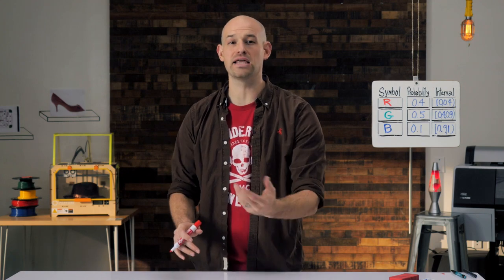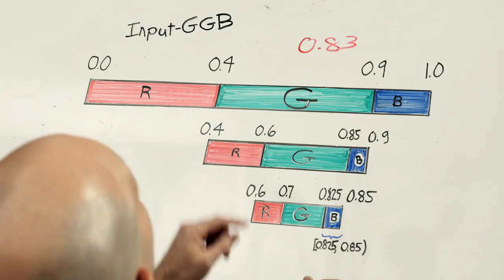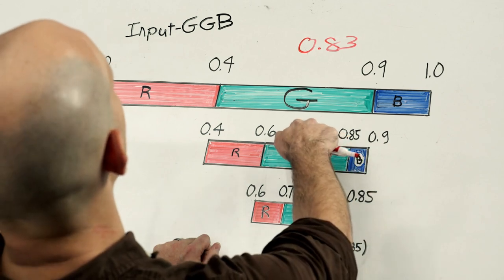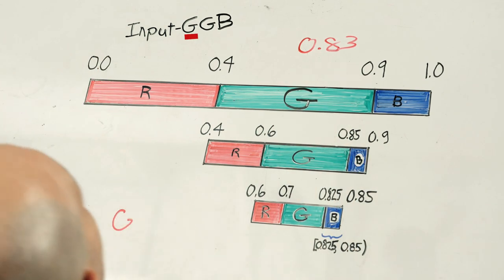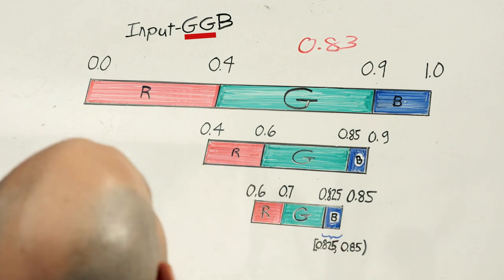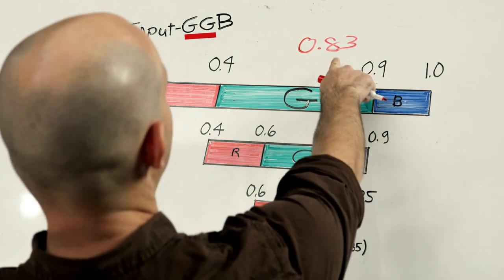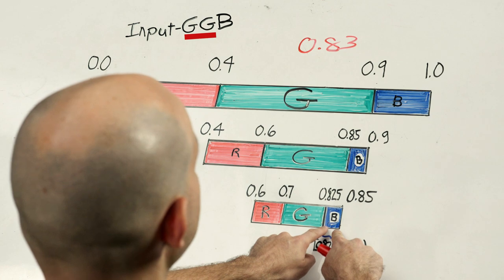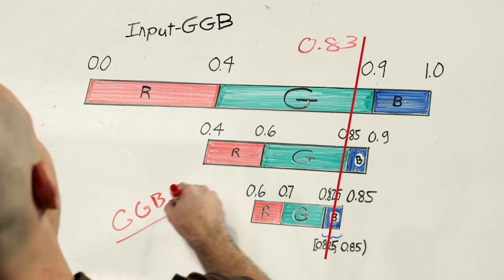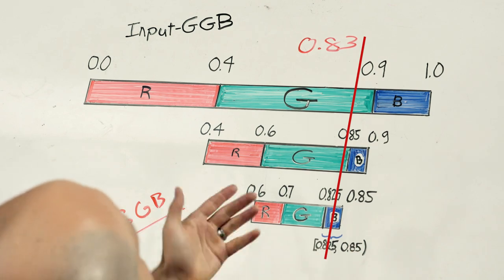The decoding process can be thought of as drawing a vertical line through our subdivided ranges, updating the intervals as we move down. So if we start with 0.83, the symbol for that range that it falls in is the letter G. So we output that as our first symbol. Then we subdivide that space, and 0.83 once again falls in the G area, which is our second symbol. And finally, 0.83 falls in the B range, which is our final symbol. There you go. Encoding and decoding of arithmetic compression, all in one nice package.